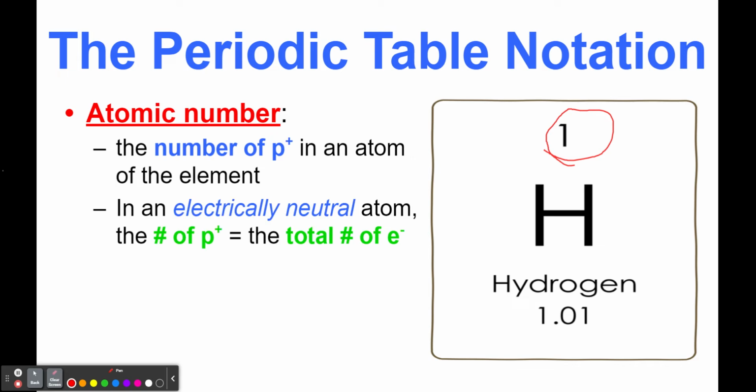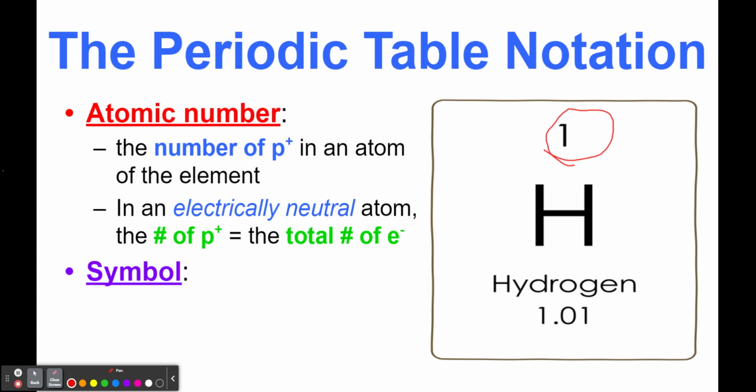And in an electrically neutral atom, so one that doesn't have charge, your number of protons is going to be equal to the number of electrons. So not only do you find your element on the periodic table, you know the atomic number, you know the name of the element, and you know how many electrons it has when it's not charged.